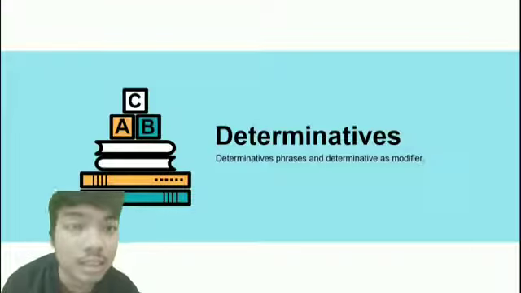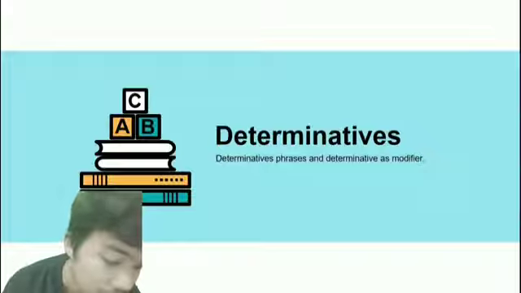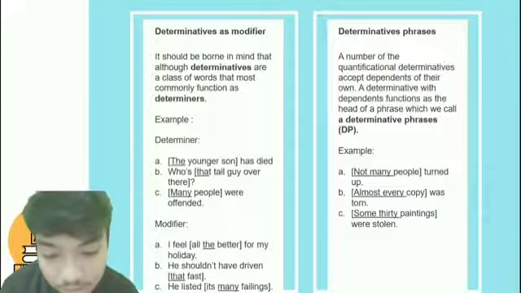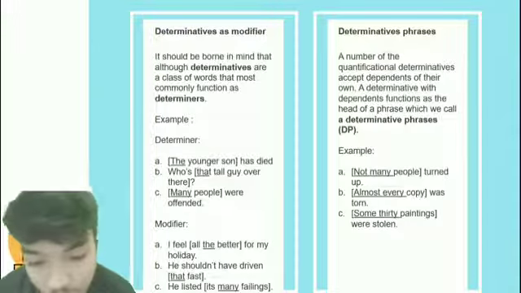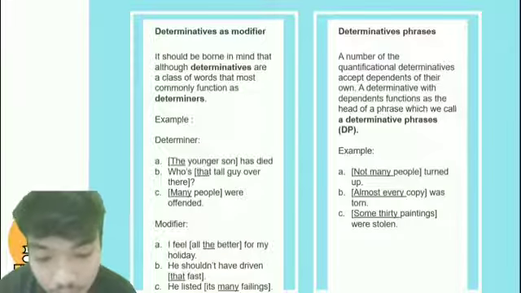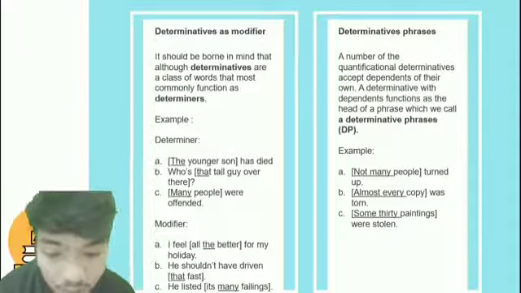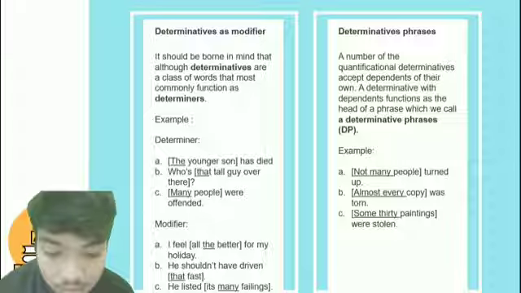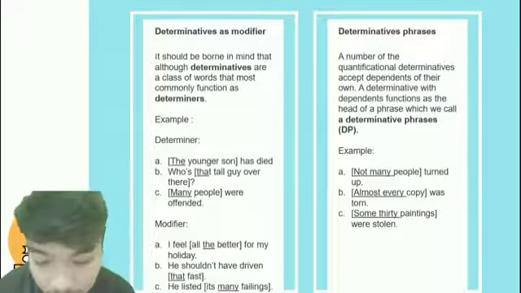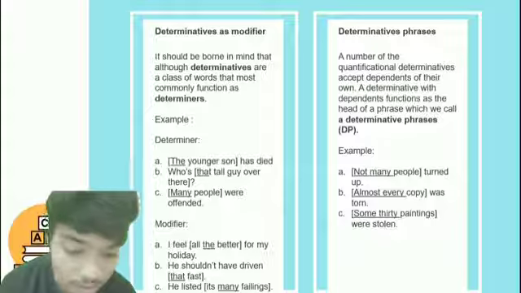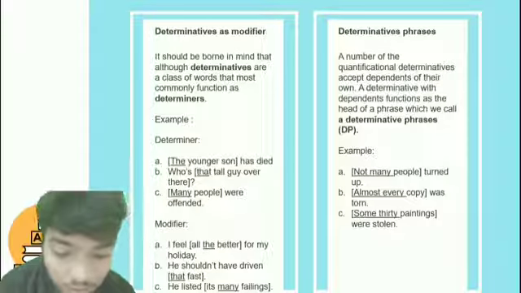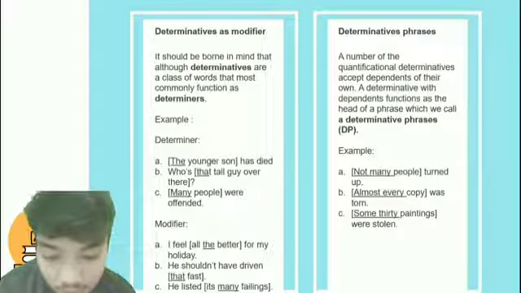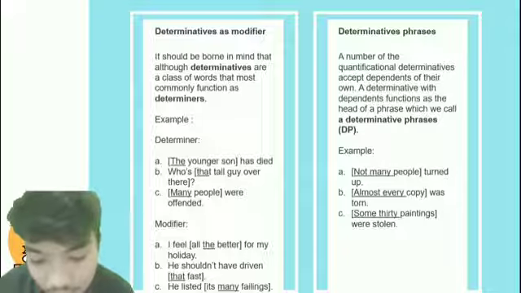And next is determinative: determinative phrase and determinative as modifier. Okay, you can see determinative as modifier. It should be borne in mind that although determinatives are a class of words that most commonly function as determiner. Examples of determiner: the younger son has died. Who's that tall guy over there? Many people were offended. And the determiners are the, that, and many.